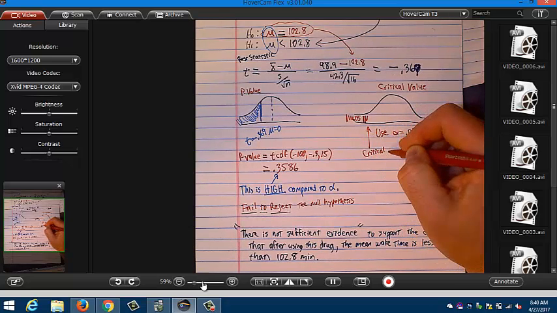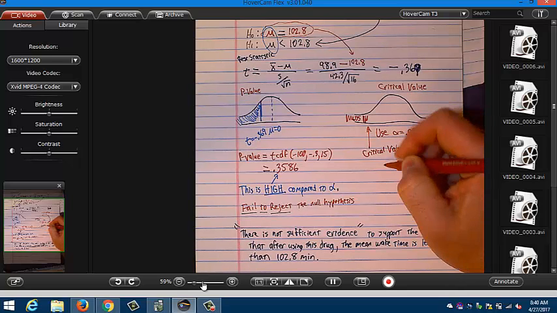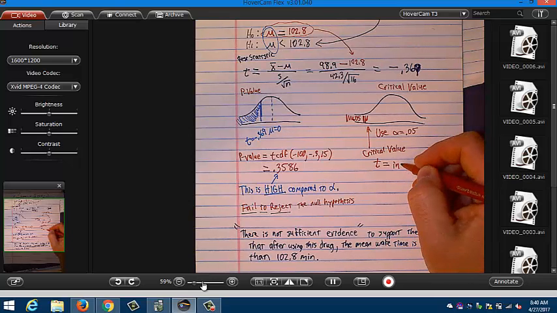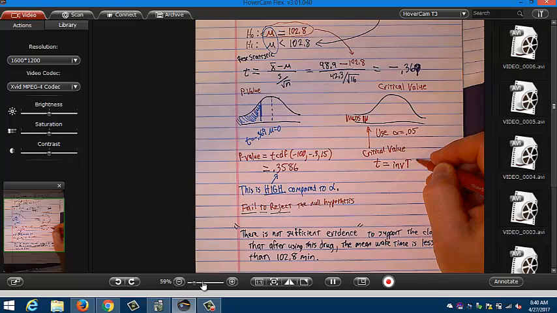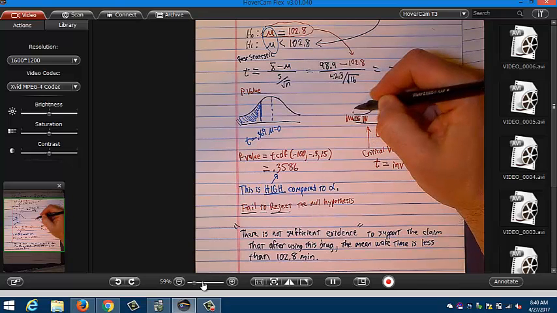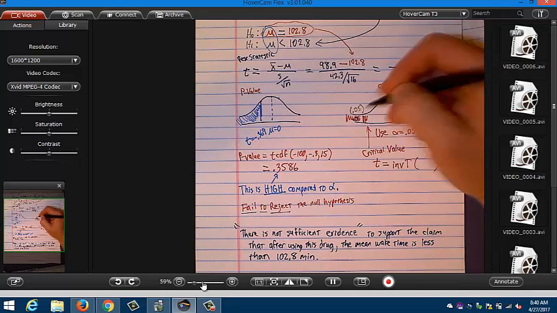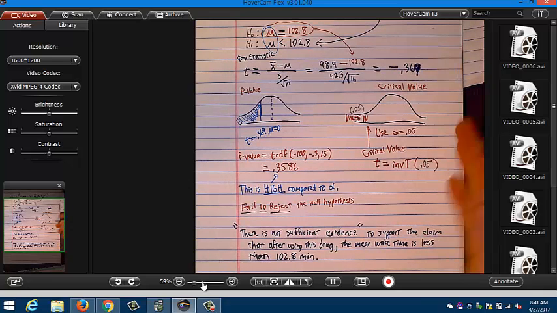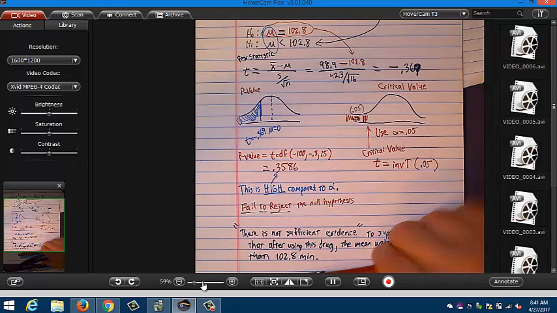The critical value is going to be t equals, and so how are we going to do it? We're going to do inverse t of what? Well, that's easy. It's just 0.05. In some of the other problems you needed to add, because it always goes from the left over. But because this is already on the left, it's kind of easy. Let's see what we get when we type in inverse t of 0.05.